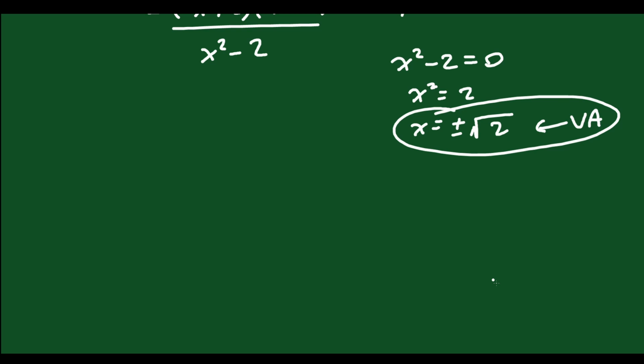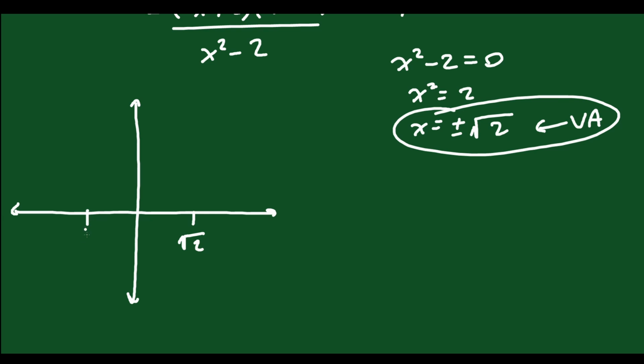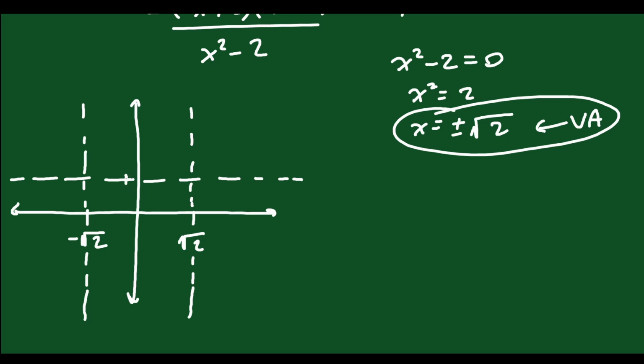So we can start sketching what we have so far, right? So you have root 2, negative root 2. Those represent your vertical asymptotes, just like that. You have a horizontal asymptote at 1, we said, so it's going to be up here. So that looks a little bit different than what we've had so far, right?